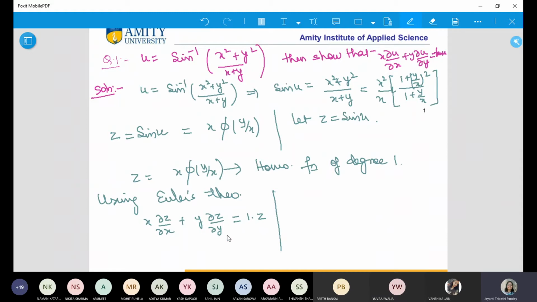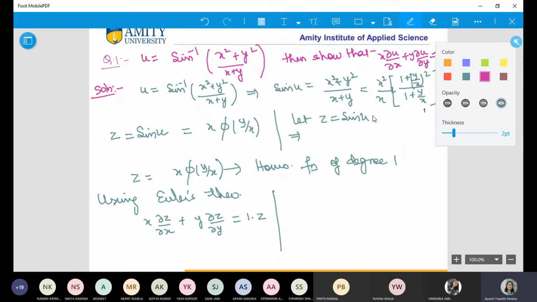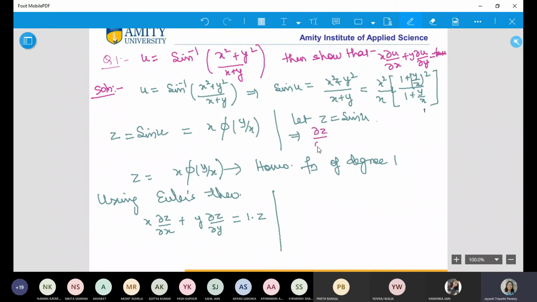Okay, now we got the result in z, but we have assumed z as sine u. So what will be del z by del x? Del z by del x is the derivative of sine, that is cos u, into del u by del x. Accepted? Similarly, you can write del z by del y is cos u del u by del y.